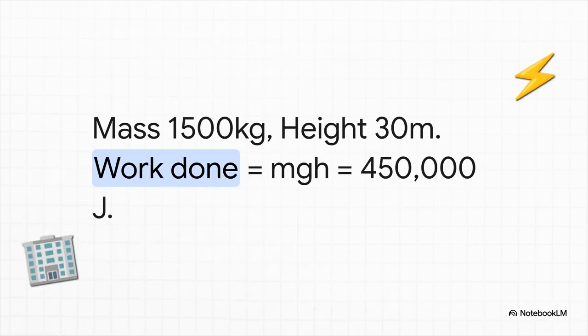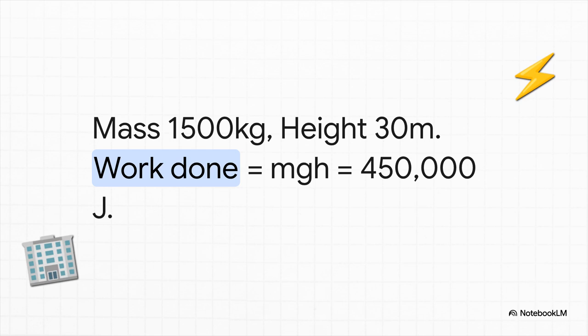Let's apply this mgh formula to a real-world Malaysian example. Imagine a lift at the KLCC Mall carrying a mass of 1,500 kilograms up to a height of 30 meters. If we assume gravity is roughly 10 meters per second squared, we just multiply those 3 numbers together. 1,500 times 10 times 30. That gives us 450,000 joules.